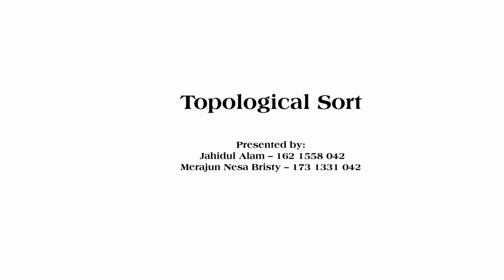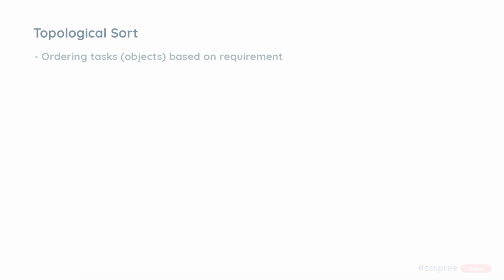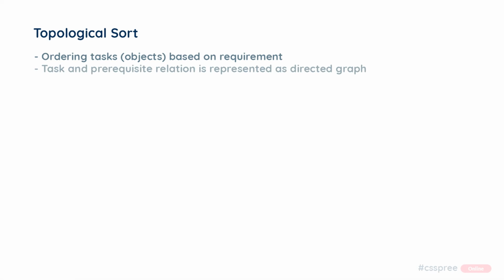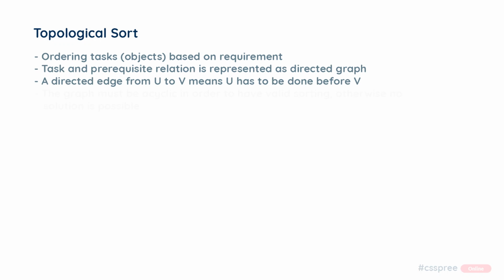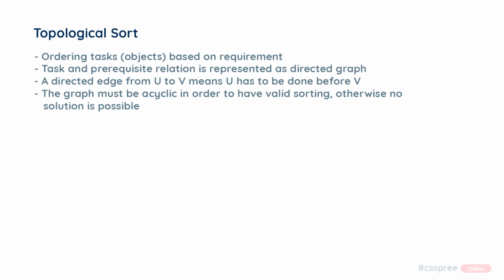So today we will discuss topological sort. My first point is ordering tasks based on requirement, and it's an objective. Second one is task and prerequisite relation is represented as a directed graph. Third one is a directed edge from U to V means U has to be done before V. And last one is the graph must be acyclic in order to have a valid sorting, otherwise no solution is possible.